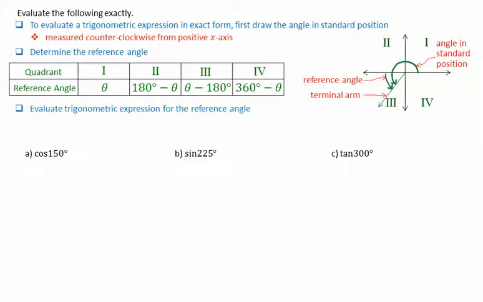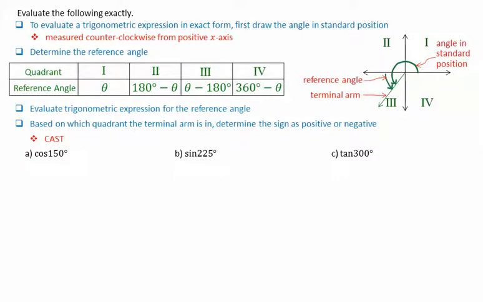We will then evaluate the trigonometric expression for the reference angle, and then based on which quadrant the terminal arm is in, we'll determine the sign as being either positive or negative. Recall that to do this, we can use CAST, the acronym All Students Take Calculus, or we can just simply base it on the definitions of sine, cosine, and tangent using the signs for x and y within different quadrants.